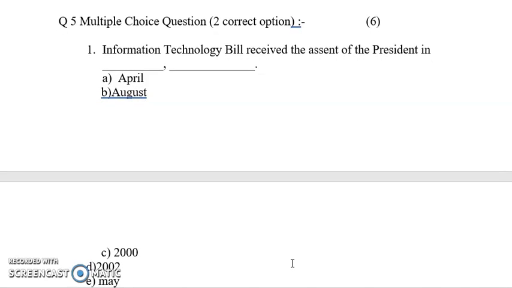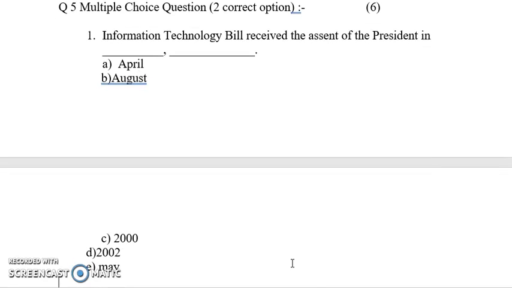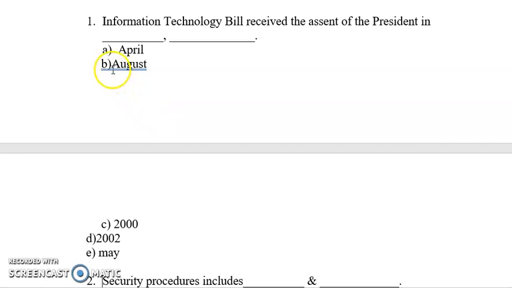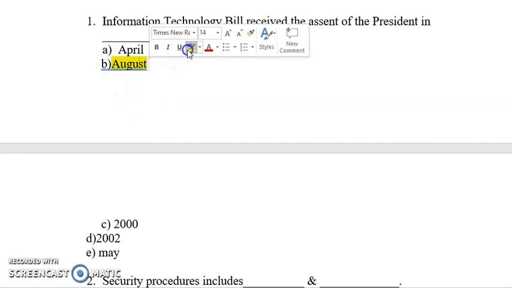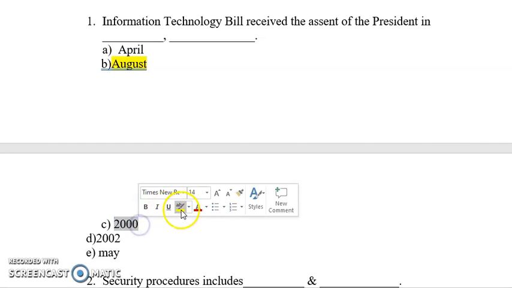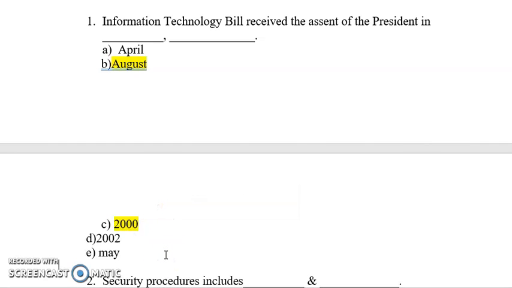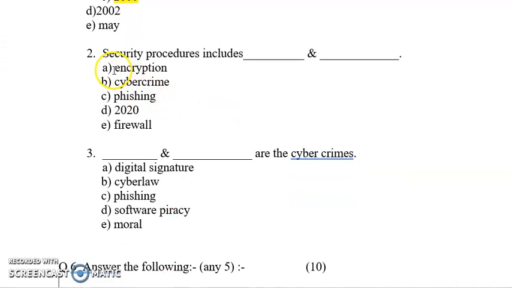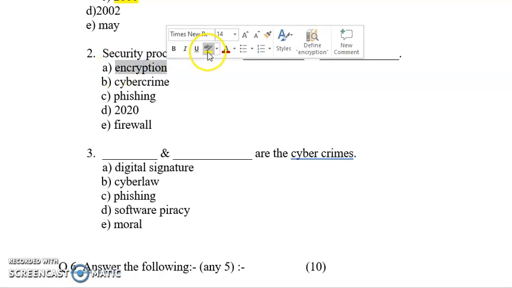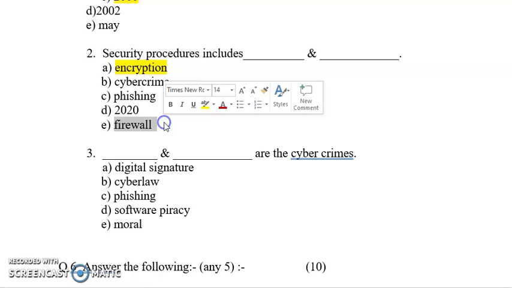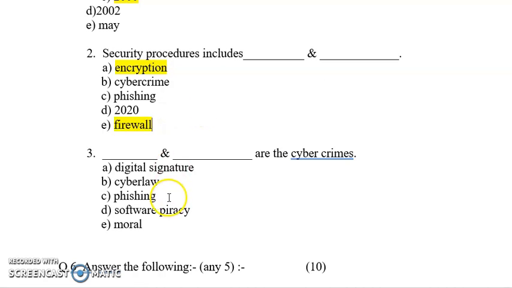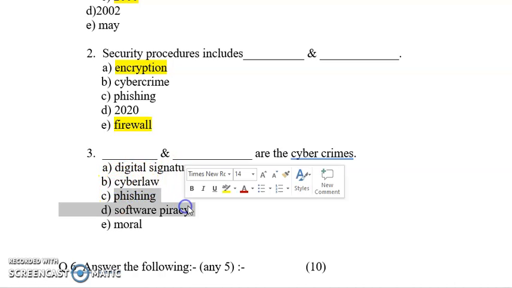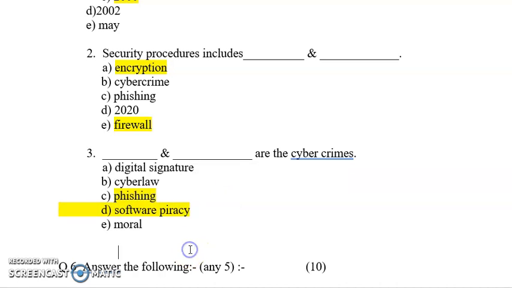So the first MCQ with two correct options is, Information Technology Bill received the assent of President in. So the answer is, it is received to the President in August in the year of 2000. Next, the security procedures include dash and dash. So which are the security procedures? First is encryption and the second is firewall. Next, dash and dash are the cyber crimes. So basically phishing as well as software piracy, both are the cyber crimes.